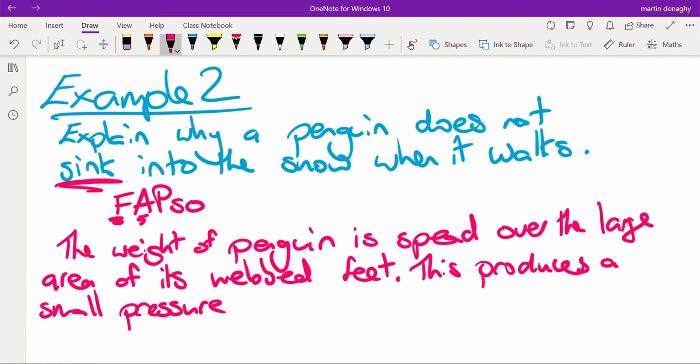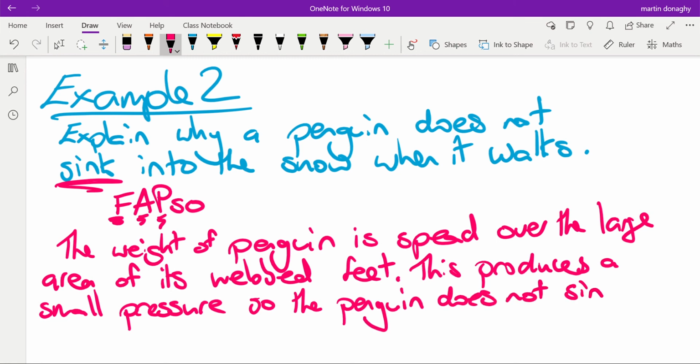Okay, so the P in FAPSO is for pressure, and then the SO is for so what happens. Now it's kind of given in the question, so you mightn't get a mark for the last bit, but it's good for completeness sake. So the penguin does not sink into the snow. Okay, so try the questions from the textbook next, and I'll post a little video with the answers or solutions to them. Okay.